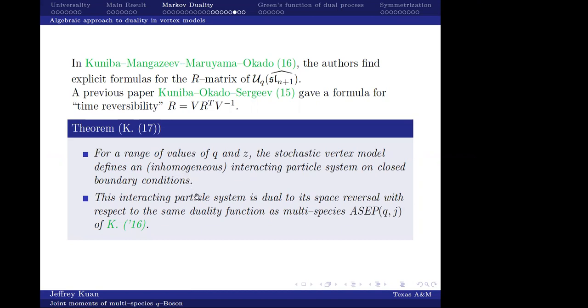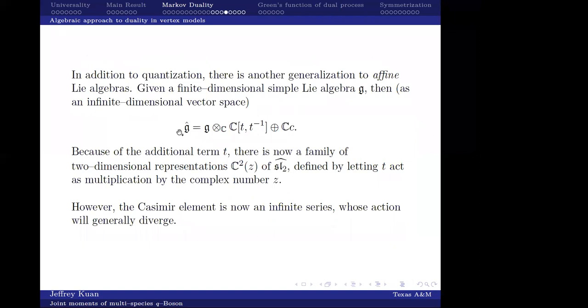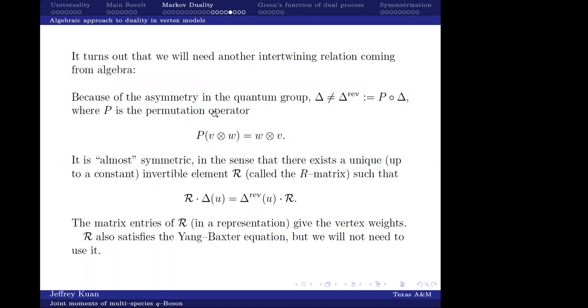And then the stochastic vertex model is dual to its space reversal, and it's actually the same duality function as the multi-species ASEP QJ. That's not clear to see probabilistically, but algebraically it's a little more straightforward, and that's just because you're embedding G into G hat canonically here, so just G tensor 1. So the duality function is just the same. It's just the same element in the affine Lie algebra.